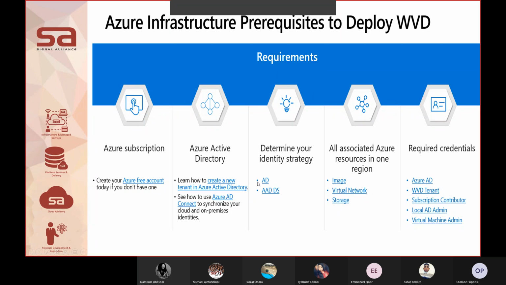You can make use of your on-premise AD using a VPN, as long as there's a VPN connectivity between your local AD and Azure. If you don't have that, you can as well make use of Azure Active Directory Domain Service, whereby those VMs will be joined to your Azure Active Directory domain.